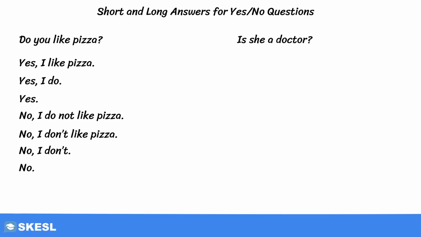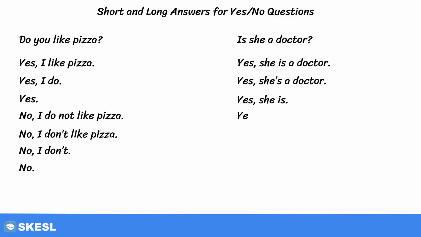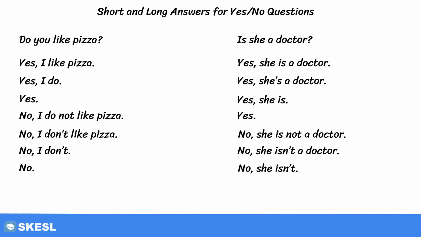Is she a doctor? Yes, she is a doctor. Yes, she's a doctor. Yes, she is. Yes. No, she is not a doctor. No, she isn't a doctor. No, she isn't. No.